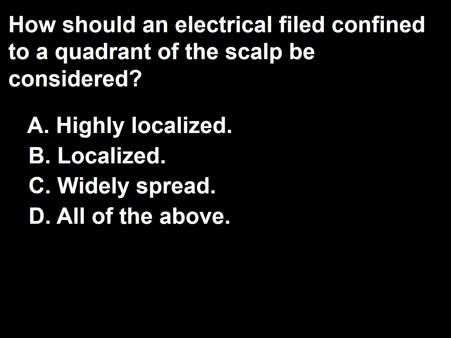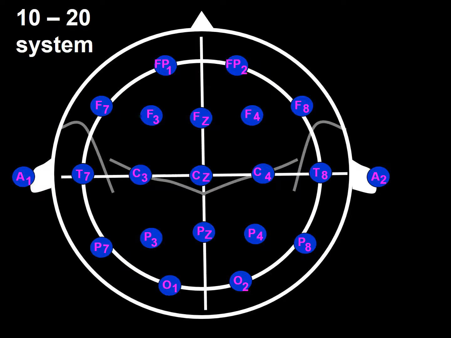Next question. How should an electrical field confined to a quadrant of the scalp be considered? A. Highly localized. B. Localized. C. Widely spread. D. All of the above. This frame shows the 20/20 system scalp arrangement. One way of labeling an electrical scalp field is relative to the scalp area involved. This is often based on the number of EEG electrodes involved and their relation.